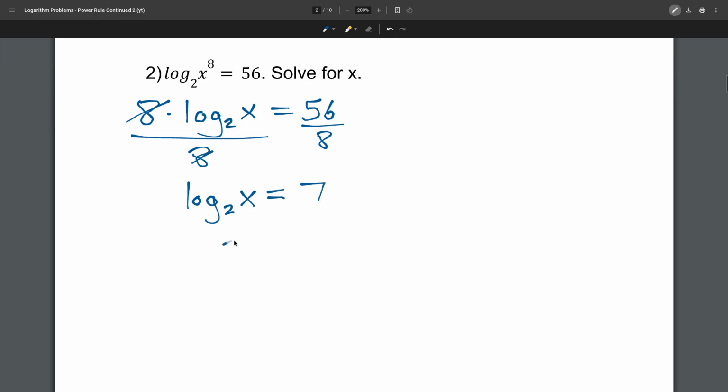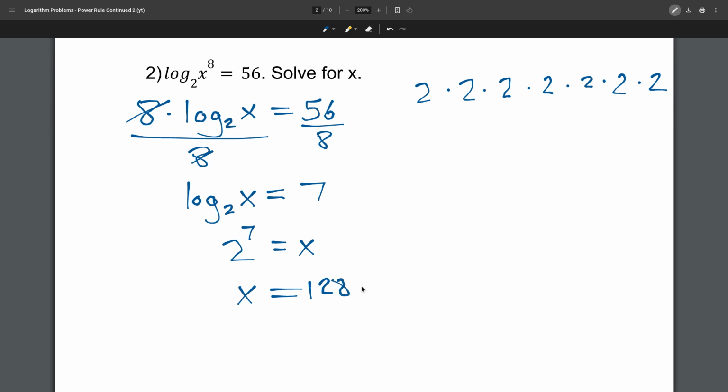So I can rewrite this as 2 to the 7th power equals x. So 2 to the 7th power is 7 2's multiplied together. So we have 2 times 2 times 2 is 8, times 2 again is 16, times 2 again is 32, times 2 again is 64, and times 2 again is 128. So x equals 128.